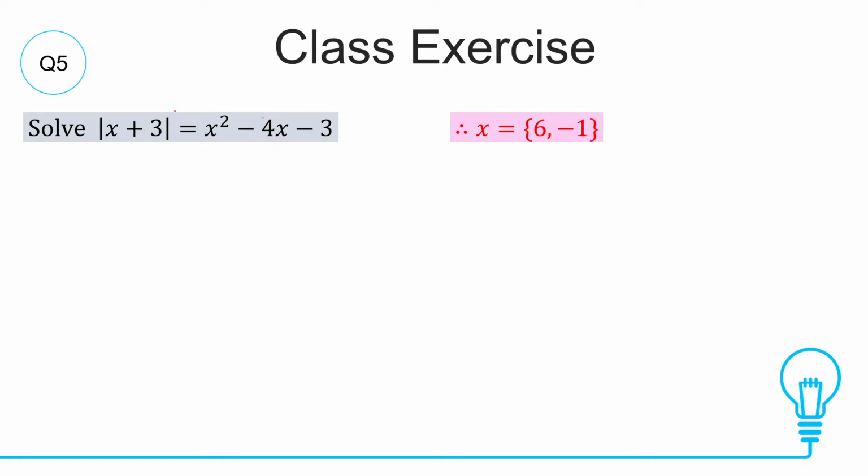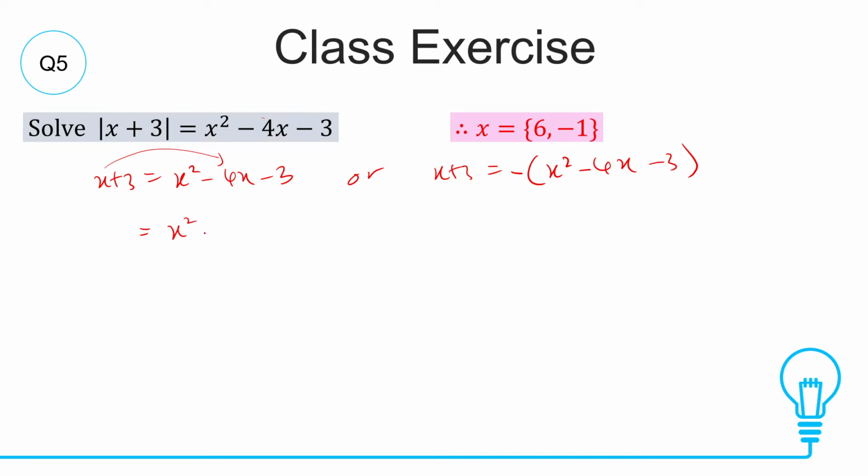Is it any different for this one? Although the right hand side seems complicated, the way to break the absolute is always the same. x plus 3 equals x squared minus 4x minus 3, or x plus 3 equals negative of x squared minus 4x minus 3. So this one I shifted here: x squared minus 5x, this one shifted here, minus 6 equals 0. So (x minus 6)(x plus 1) equals 0. So my answer is x equals 6 or x equals negative 1.